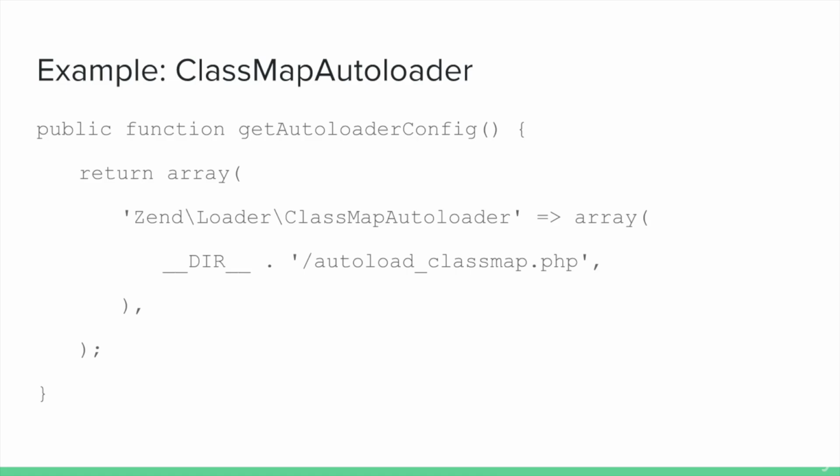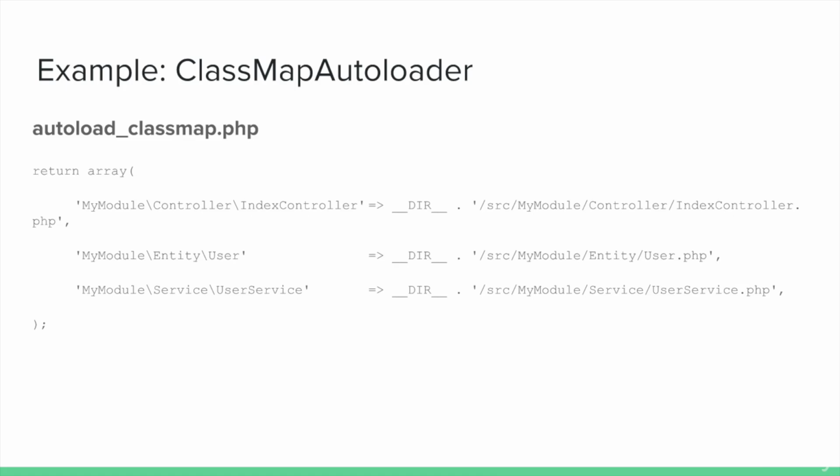And actually this is all that needs to be done to use this autoloader. And if we'd like, we can just return an empty array as long as we have a standard autoloader configured as well. That will take over if this fails, if a lookup fails, but I'll get back to that in a moment. So here we have an example of the contents of the autoload_classmap.php file.